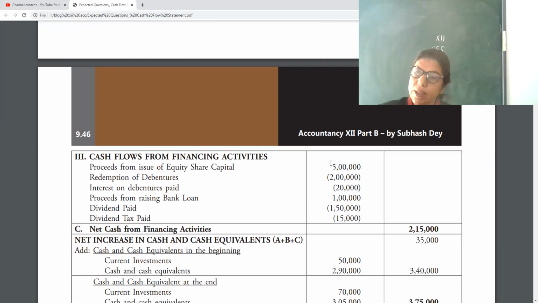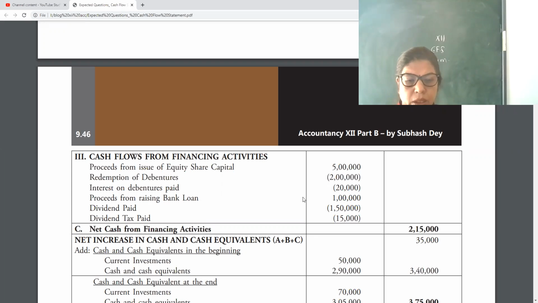Because the previous year the capital is 10 lakh and in the current year it is 15 lakh, it means 5 lakh rupees is for issue of capital. Then redemption of debentures is given in the note. Previous year 2 lakh, current year 0. It means 2 lakh rupees redemption is paid off. Interest is also paid at 10%.